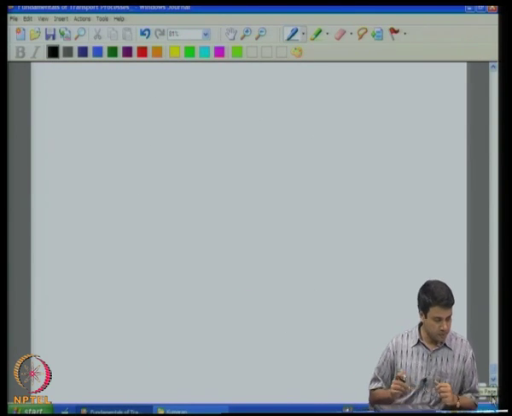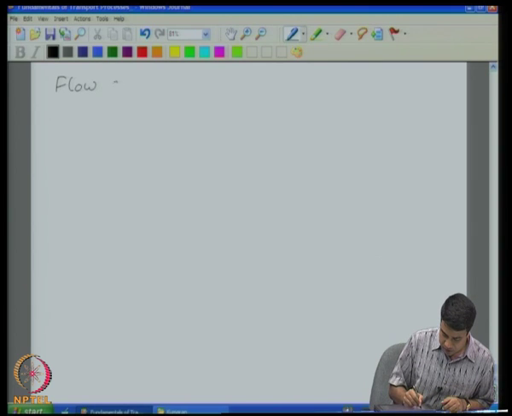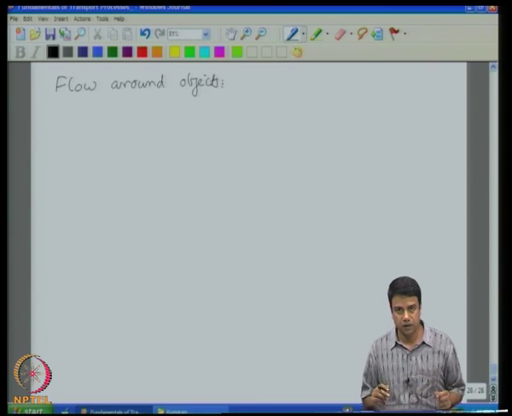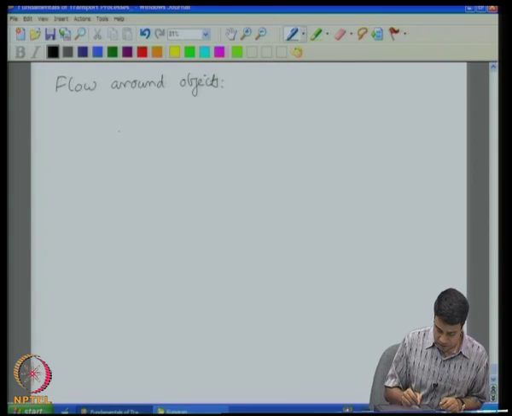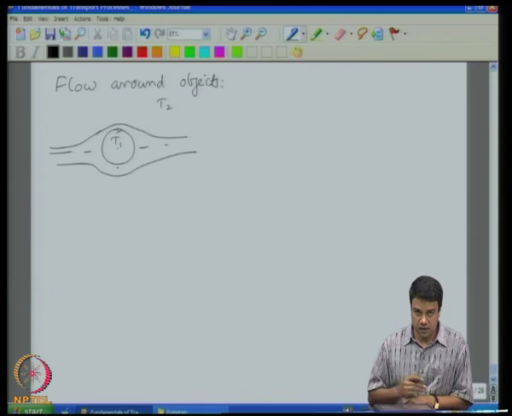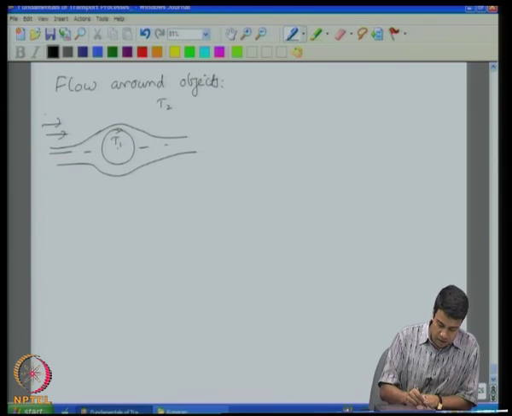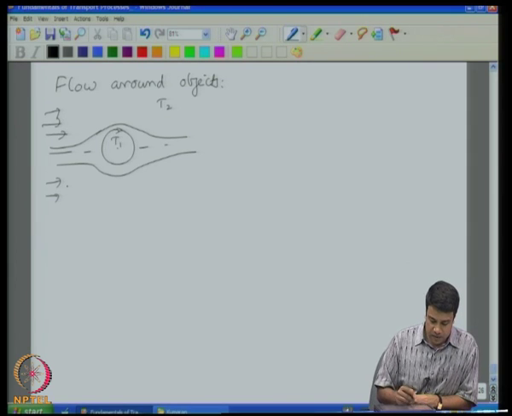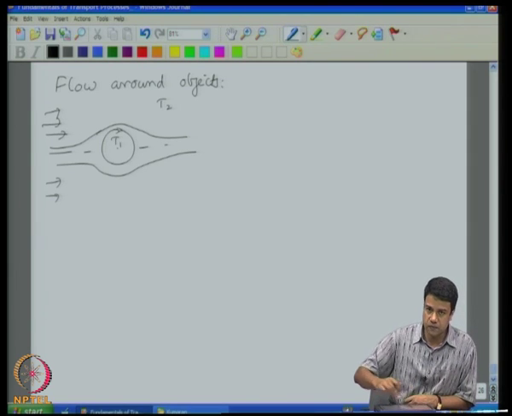The other broad class of problems is flow around objects. And in this case, this is the object, and this has, let us say, a temperature T1 and T2 far away, and there is a flow around this object. Okay. And you want to know what is the average flux either going into this object or coming out of this object as a function of the temperature difference and the velocity. We usually use the velocity far away from the object, because obviously the velocity is going to change as it comes near and flows around the object.